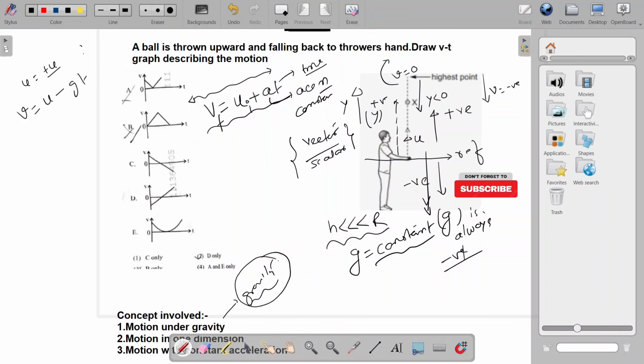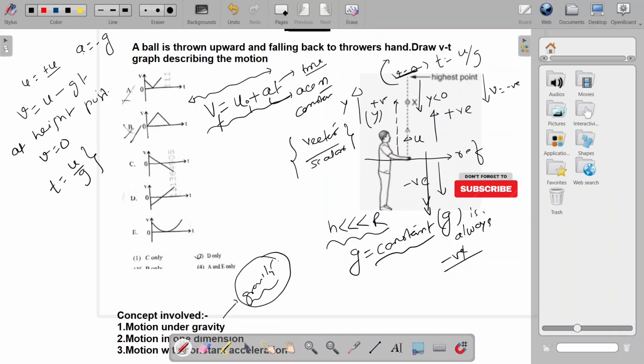Now when the ball is reaching the highest point, I have already told you, at the highest point the case will be v equal to 0. So if v equal to 0, that means t will be u by g. That means this is the time taken by the ball to reach this particular point. So the time taken by the ball to reach up to this height is u by g.